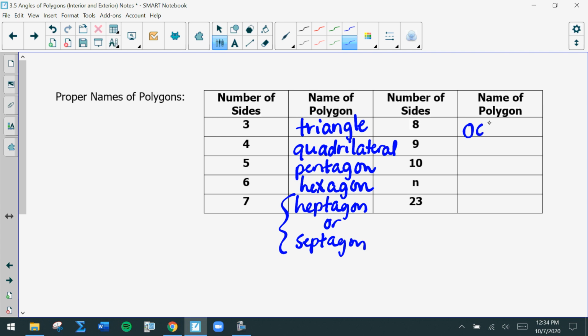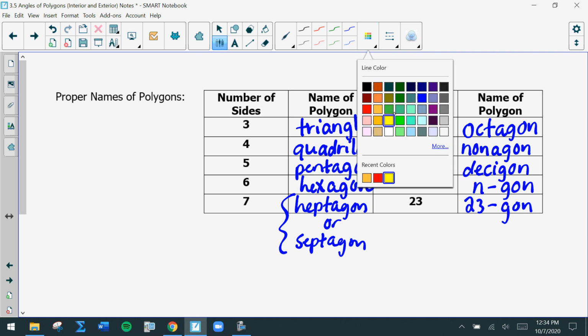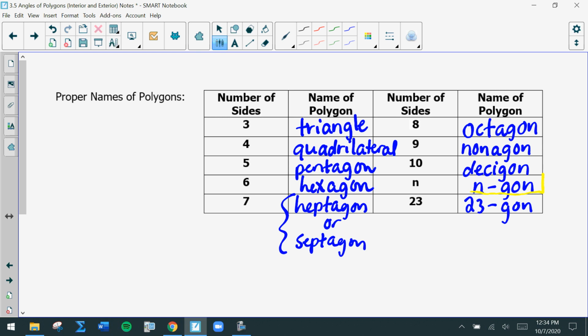An eight-sided figure is an octagon. A nine-sided figure, nonagon. And then we have a decagon. And if we have a figure with n sides, we'll call it an n-gon. So if something had 23 sides, we call it a 23-gon. Not too fancy. But recognize this n-gon piece here. This is going to be helpful. We're going to be seeing it quite a bit.